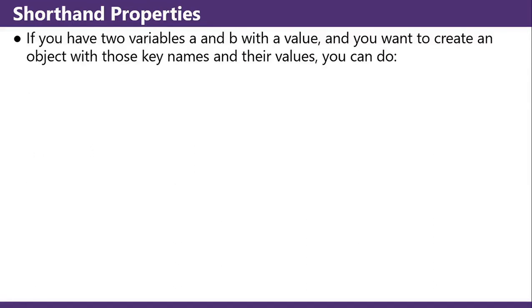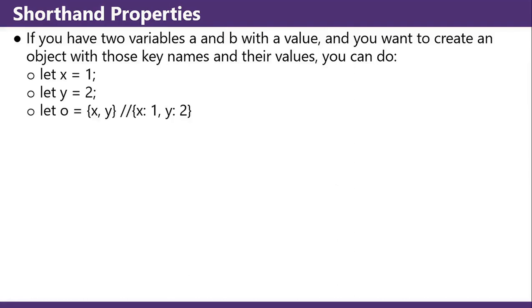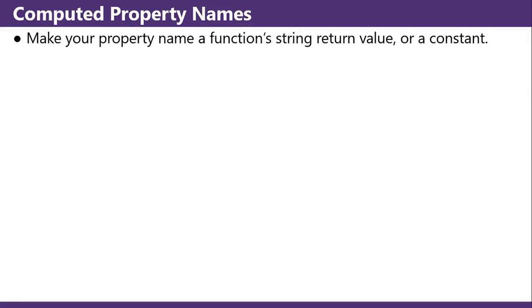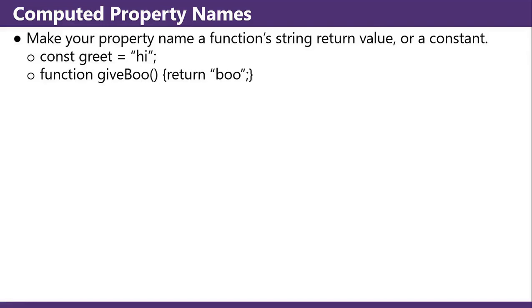Shorthand properties. If you have two variables with values and you want to create an object with those key names and their values, you can do let x = 1, let y = 2, let o = {x, y}, and that will make it so x maps to 1 and y maps to 2. Computed property names. Make your property name a function's return value or a constant. Const greet = 'hi'. Function give(boo) { return boo }. Let o = {[greet]: 1, [give('boo')]: 2}, so hi will map to 1, and give('boo') returns boo, so boo will map to 2.